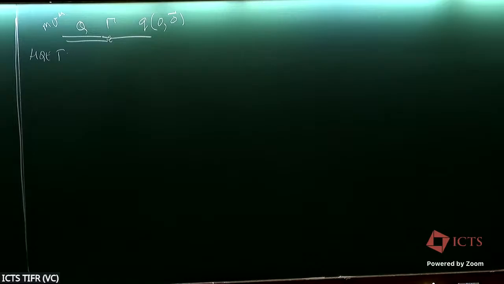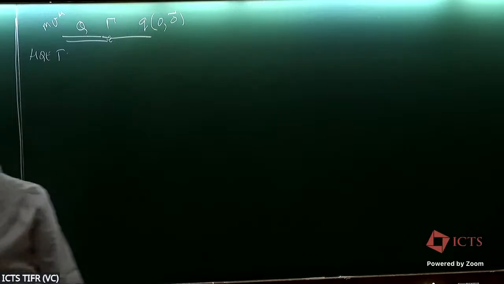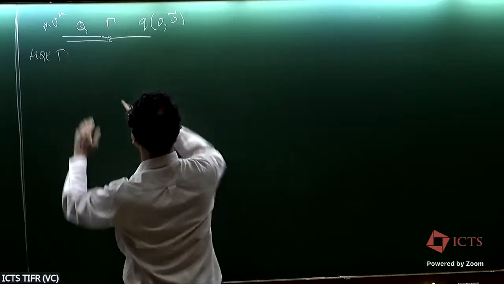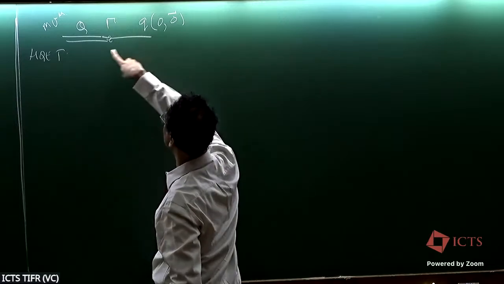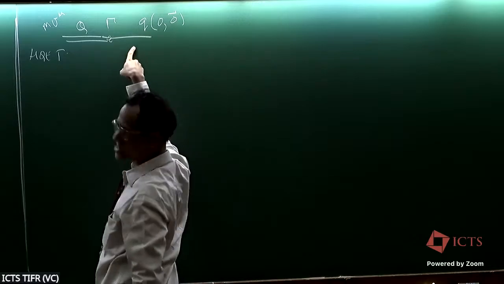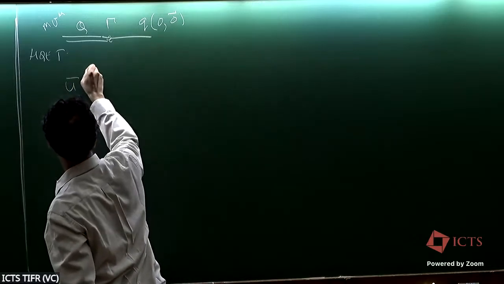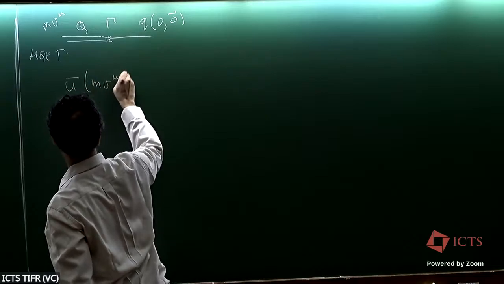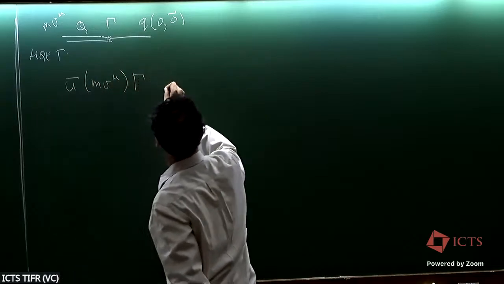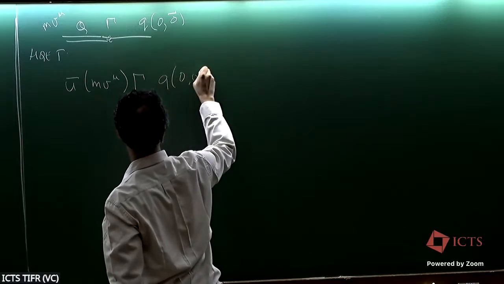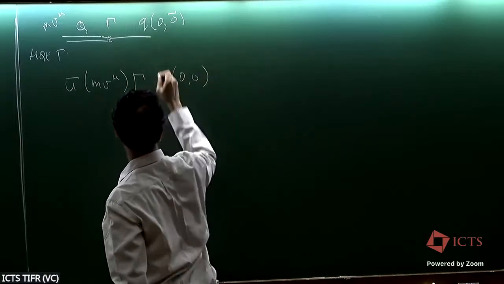Right. So how will you match this? So let's do it this way. How will you match the two theories? If I write this explicitly in HQET, this will be U bar of MV mu, gamma, and Q of 0, like U of.